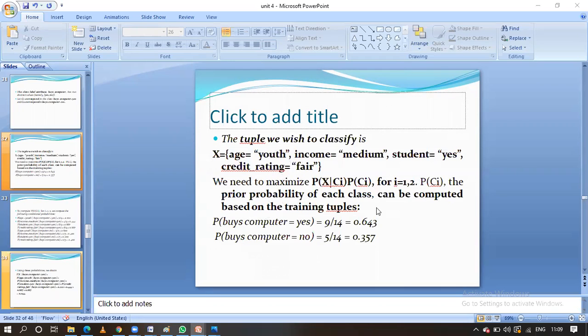But this one we have to calculate, guys. First of all, we have to calculate the prior probabilities, that is, buying a computer equal to yes and buying a computer equal to no. That we have to calculate. That one we call the prior probabilities, guys.